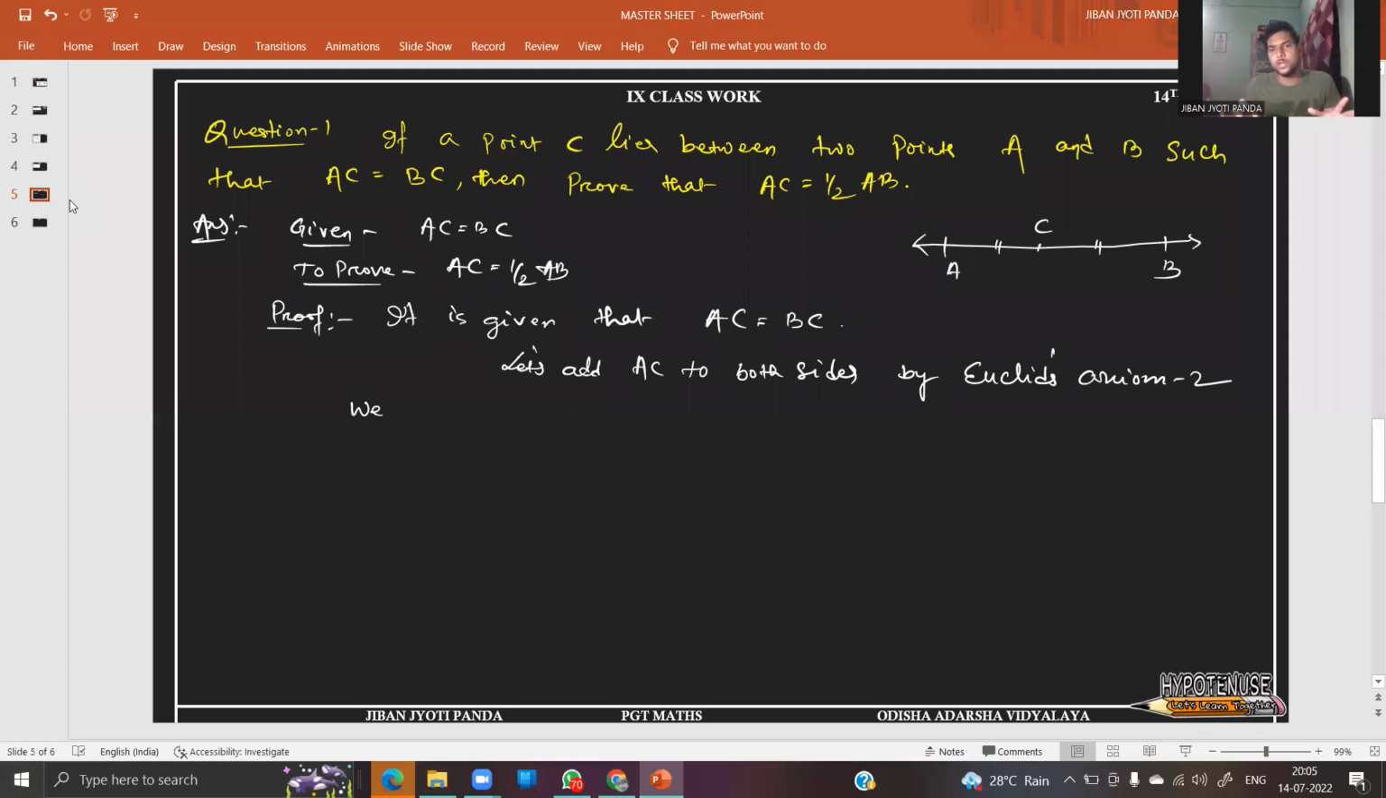जो भी ज्योमेट्री पढ़ रहे हैं दुनिया में सबके लिए सेम. By axiom number 2, we have AC plus AC is equal to BC plus AC. Okay, so definitely AC plus AC is 2AC, we can write it, and BC plus AC is AB. So this gives us AC is equal to half of AB. Okay, clear to all? Yes, sir, clear. So this is the process.